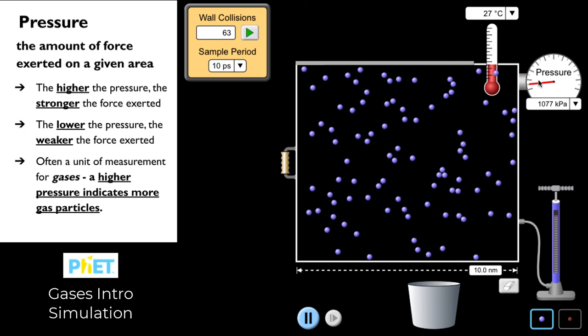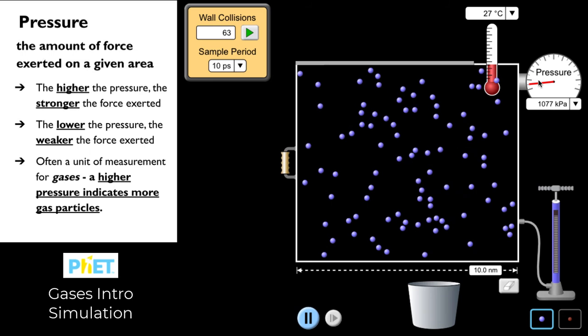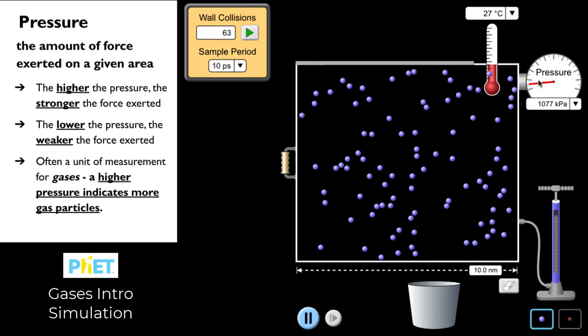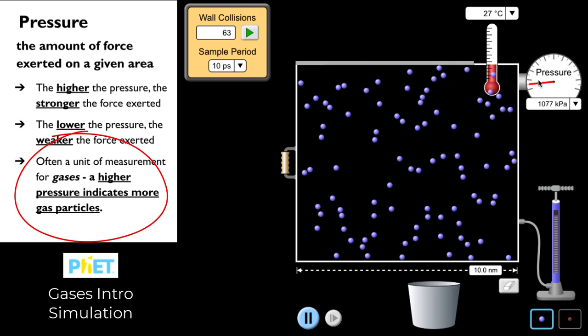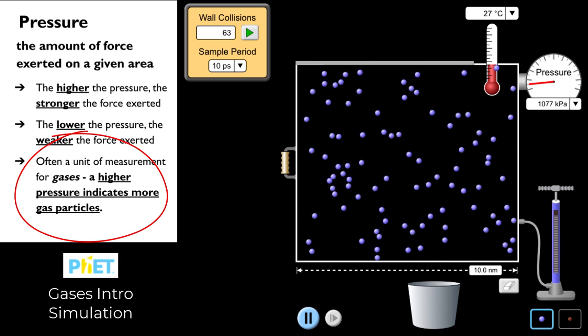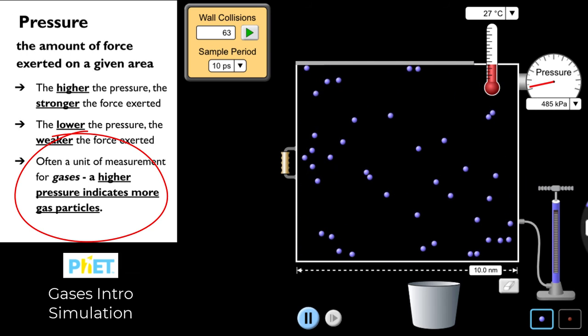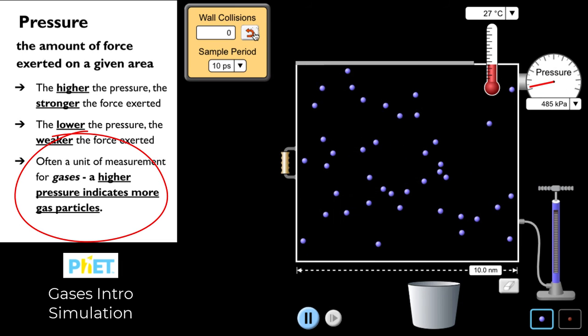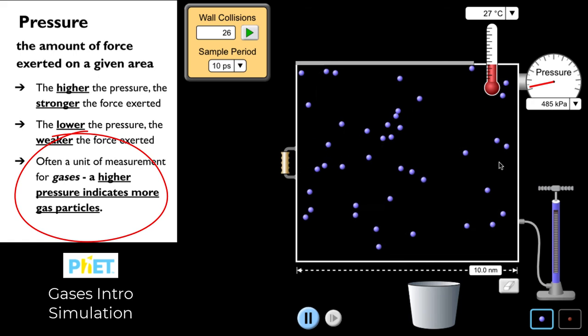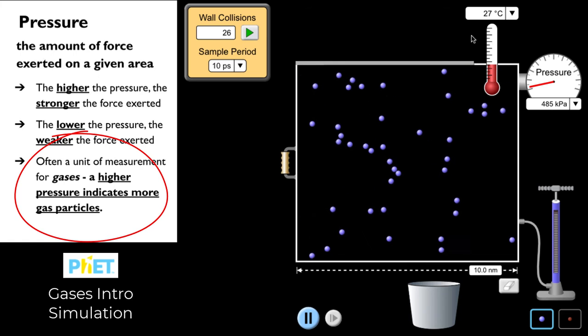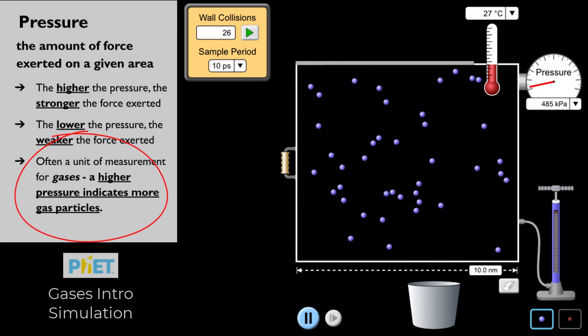So you can see how with a gas, the higher the pressure, the more particles of gas there must be. The lower the pressure, the fewer particles of gas there must be. As we decrease the number of particles, we see the pressure goes back down. The number of collisions in a given amount of time, or the amount of force being exerted on the walls of the container, also decreases.